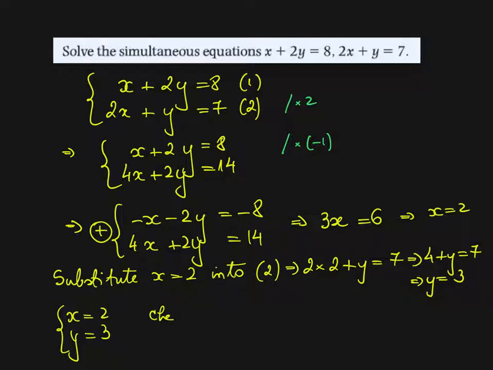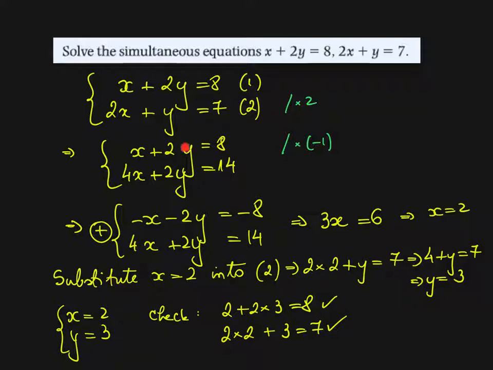I will check by substituting both into the first equation. x plus 2 times y equals 8. That's correct. 2 plus 6 is 8. Second, 2x plus y equals 7. 4 plus 3 is 7. So that's correct too. So this one is the elimination method.